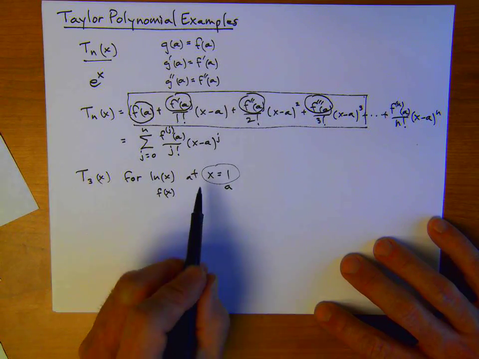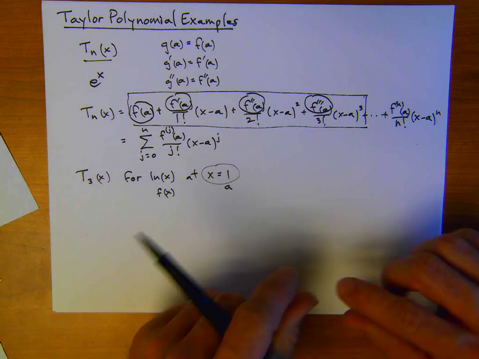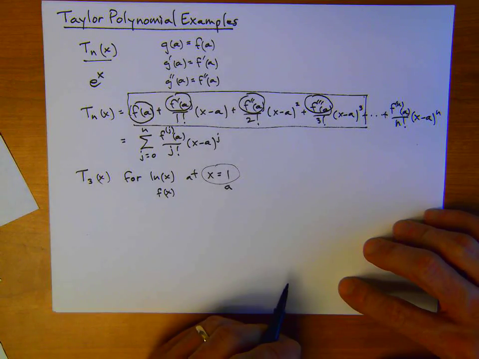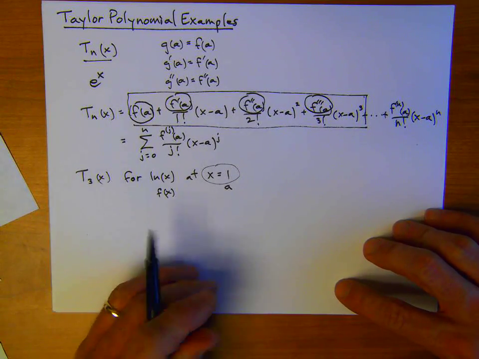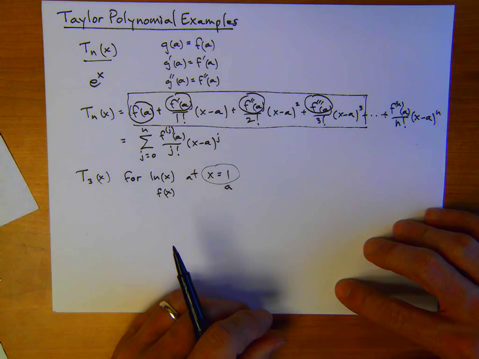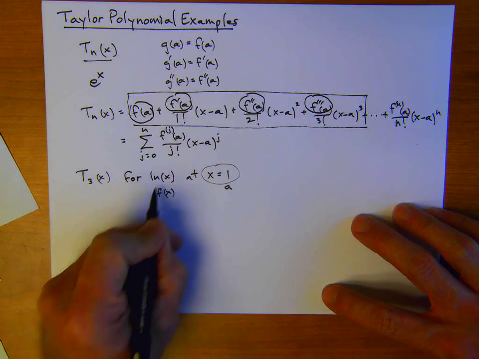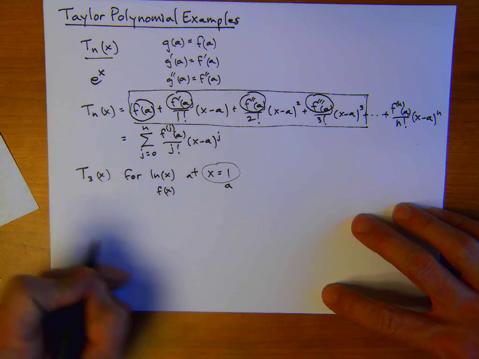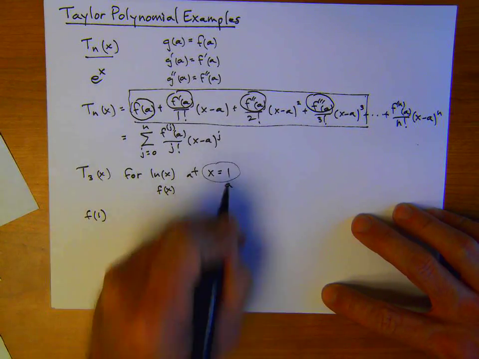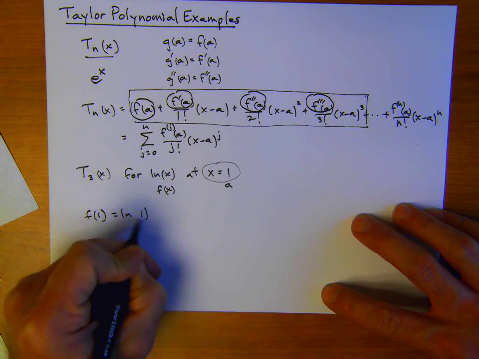So approximations near where we're starting will be good. The farther you get away from that point a where it's centered, as we saw in the lab, it doesn't match up so well. Okay, so let's go ahead and do this. So ln is f, so f of 1, because that's our a value, is natural log of 1, which is 0.